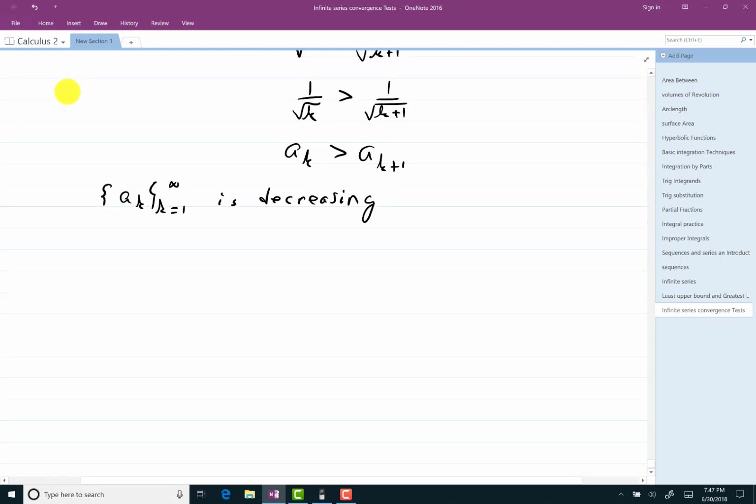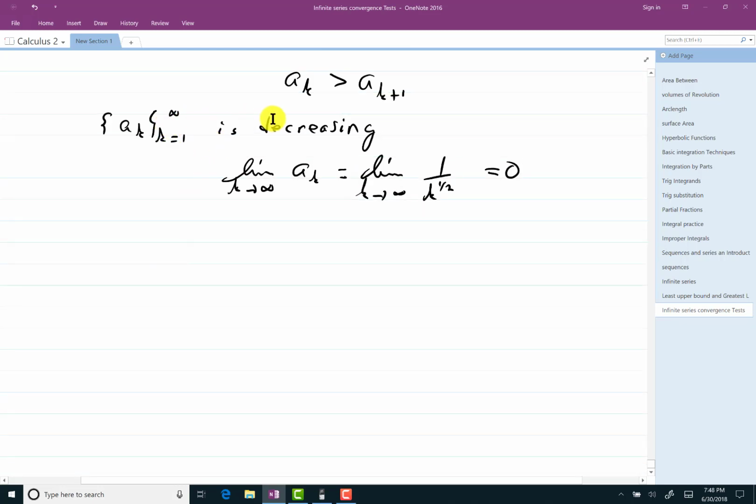Secondly, are the terms going to 0? So the limit as k goes to infinity of a sub k is the limit as k goes to infinity of 1 over k to the 1/2. I like that better when I'm working with it; the square root is not very fun to work with. Remember, as long as the base is positive and the exponent is positive, the denominator is going to infinity. So this does equal 0. Because we have a decreasing sequence and the limit goes to 0, we know the series converges.